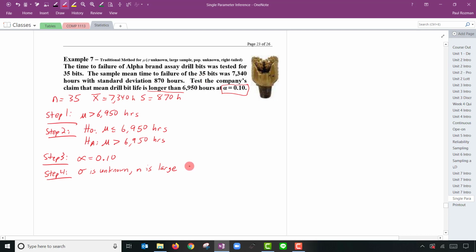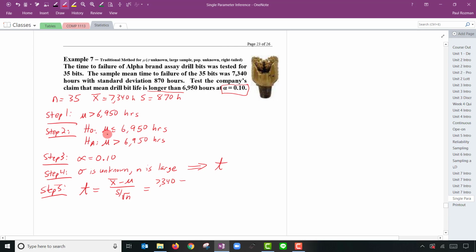But because we don't know sigma, we'll use the t distribution for the distribution for our sample means, with n minus 1 degrees of freedom. Step 5 is calculate the test statistic. For this guy, it's just a t-score, x bar minus mu, s over root n. Our x bar is given above, 7340. Our mean is the null hypothesis.